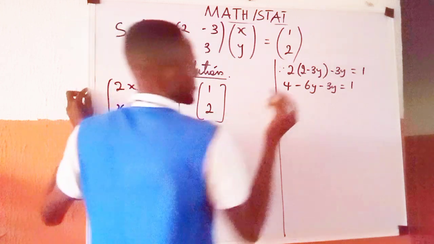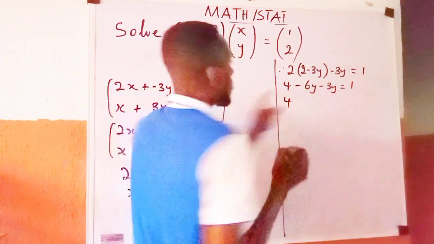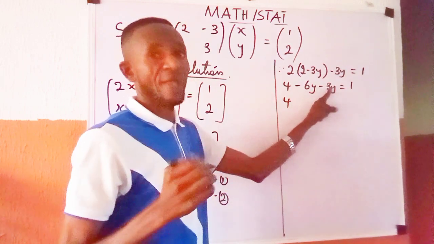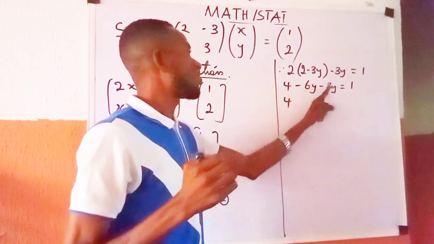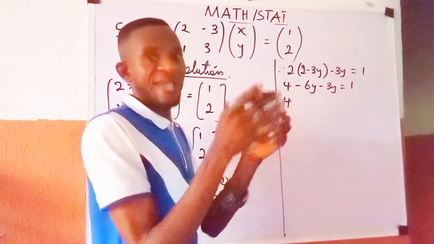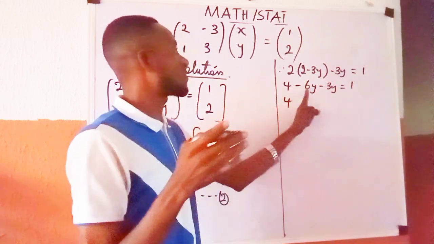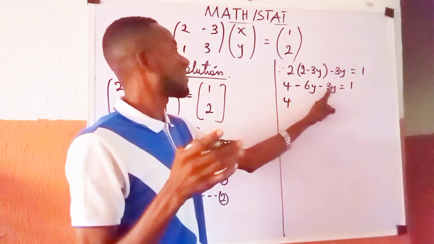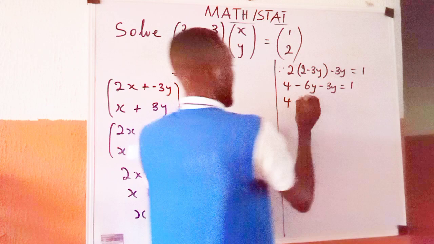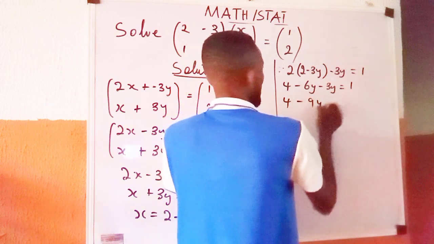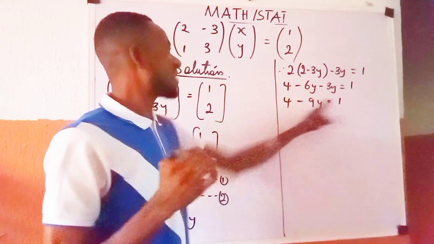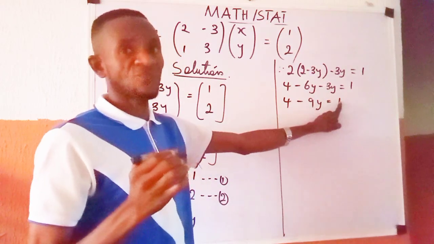Now I move on. Here becomes 4. What this means is minus 6y, minus 3y. You are owing 6y. You are equally owing 3y. So the aggregate of your debt becomes 6 plus 3, which is 9. So you have minus 9y here. So this is minus 9y equals 1. Of course, this and this are what we call like terms and should be collected together.